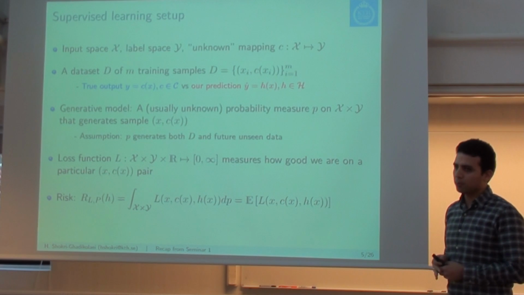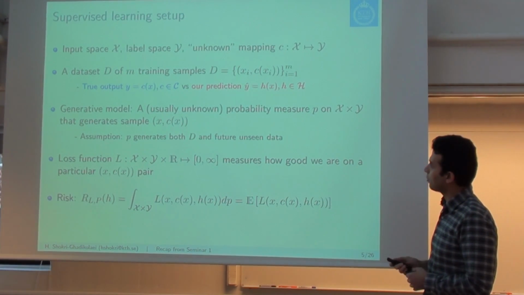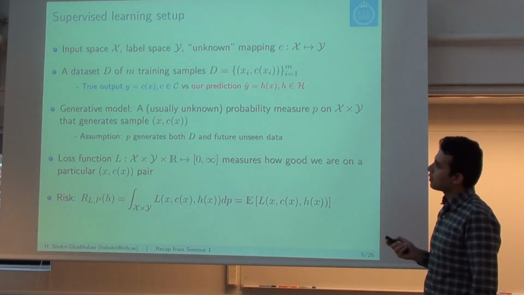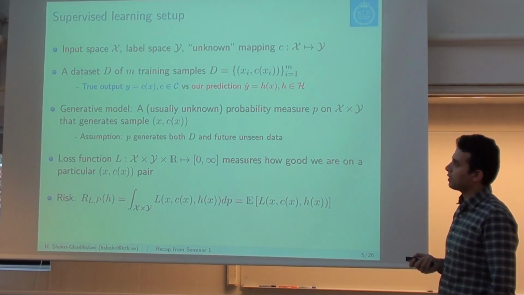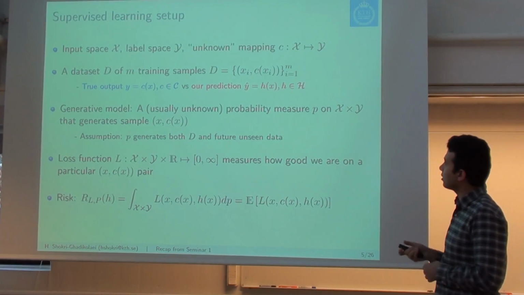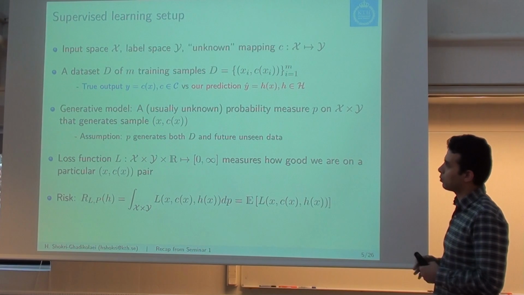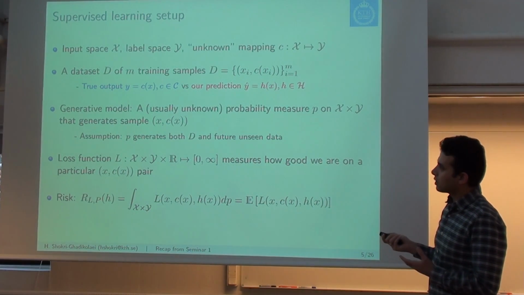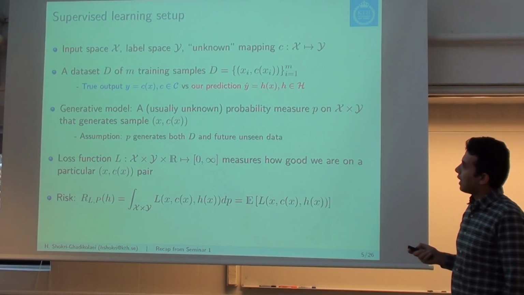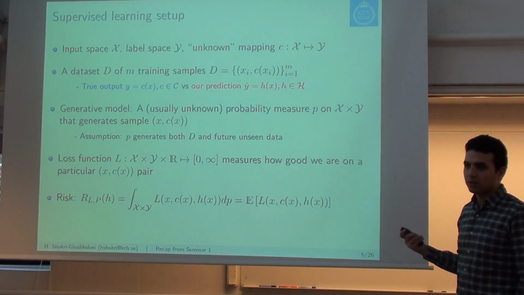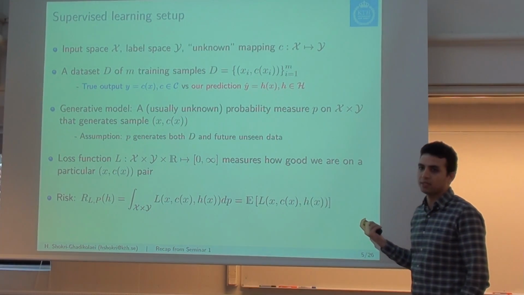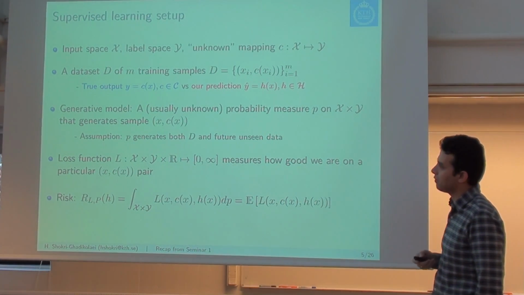So the setup of supervised learning that we will go from this setup is: consider an input space X, some label space Y, and some unknown mapping, and the main idea is to find this unknown mapping from X to Y. We have a data set of m training samples, okay? And then these samples are given. So the main difference with online learning is that here we are not controlling how to take these training samples. Okay, so this is something given.